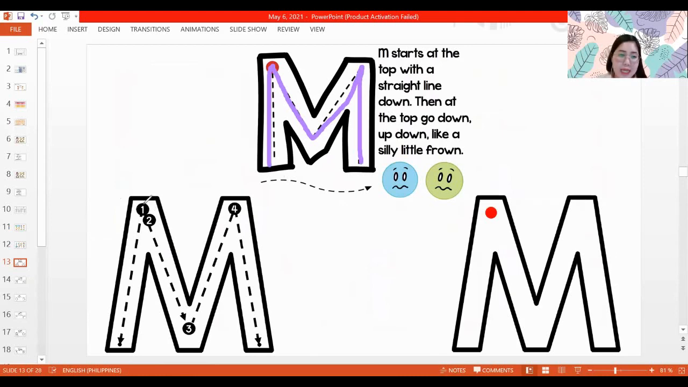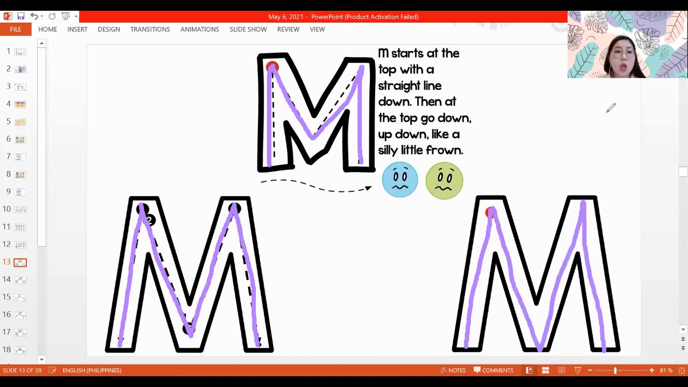Let's do that one again. Start at the top, we go down, go back up, slanting line down, go up, and a straight line down again. So I want you to practice also. You write on your whiteboard, just like what teacher Sarah is doing. Start at the top, we go down, back to the top, slide down, climb up, line down again. We have letter M.